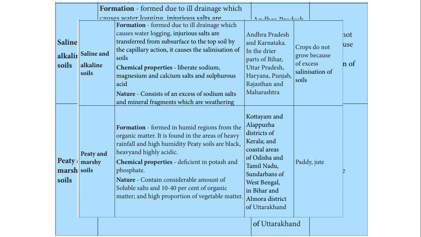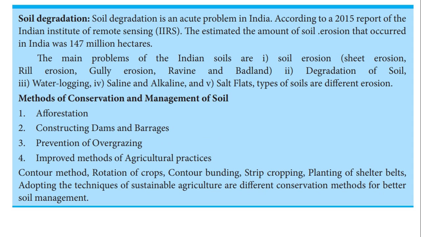And the next we will see about soil degradation. Here it's a great problem. According to a 2015 report of the Indian Institute of Remote Sensing, soil erosion has become one of the most important problems. The main problems which Indian soils are having are soil erosion, degradation of soil, waterlogging, saline and alkaline soils, and salt flats.